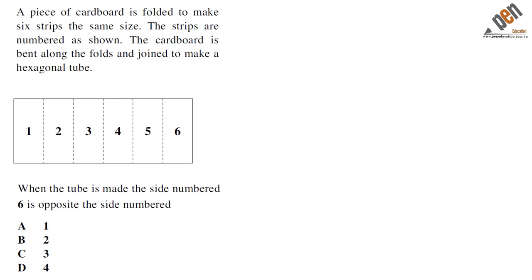This question requires you to visualize the folding of a piece of paper. Or, in this case, it's again a cardboard. So, in either case, the strips are numbered and there are dotted lines to indicate the folds. As it is folded and joined up into a hexagonal tube, the tube has faces that are opposite each other.